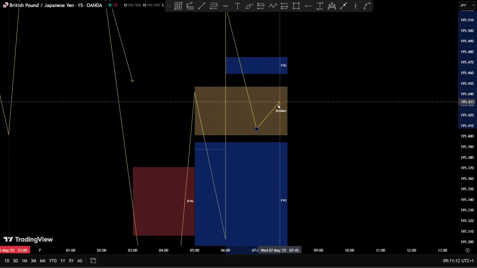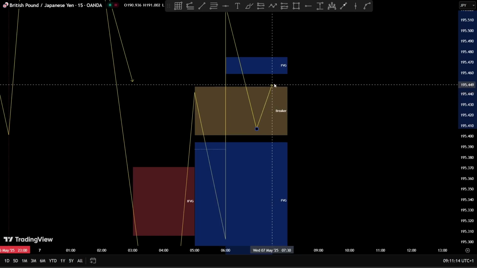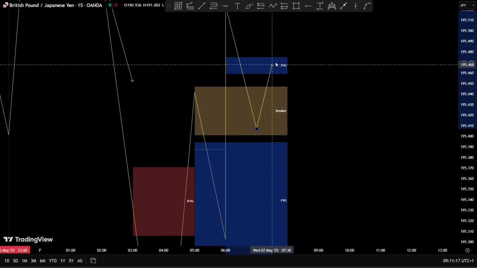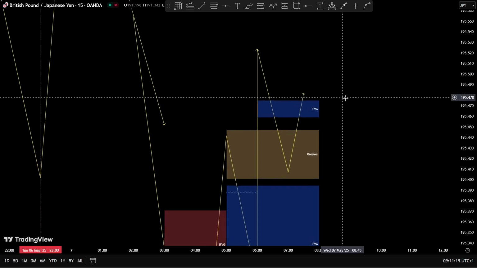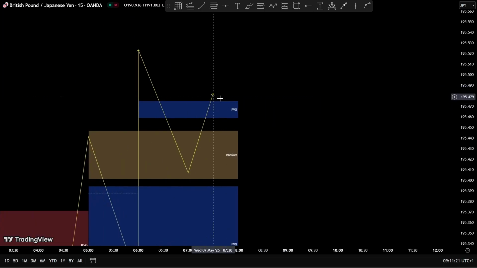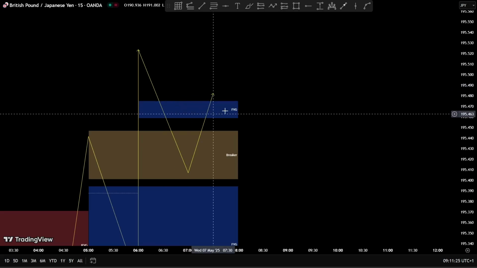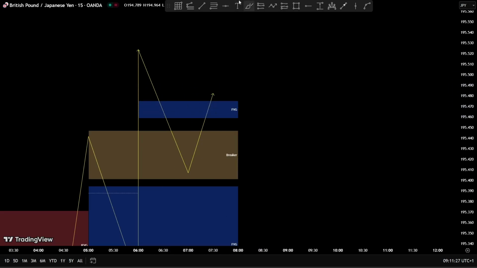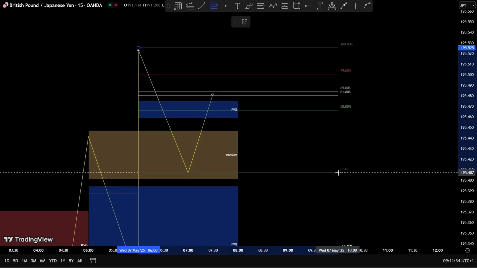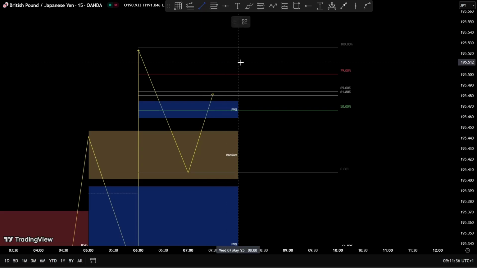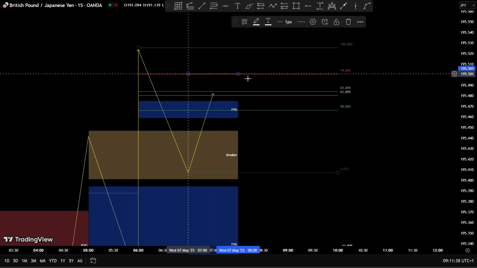What I want to see is price on the 1 minute to inverse this fair value gap. That means price closes the candle on the 1 minute above this fair value gap to invalidate it, or what you can do is set up a Fibonacci extension, and here you can see this is the 79% Fibonacci extension.